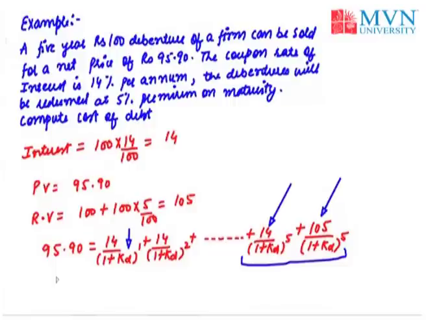So by applying different values of kd, we got that the value of cost of debt was equal to 16% in this question. By using the cost of debt as 16%, we can see that the present value, that is 95.90, is exactly equal to the value of inflows occurring in different years.